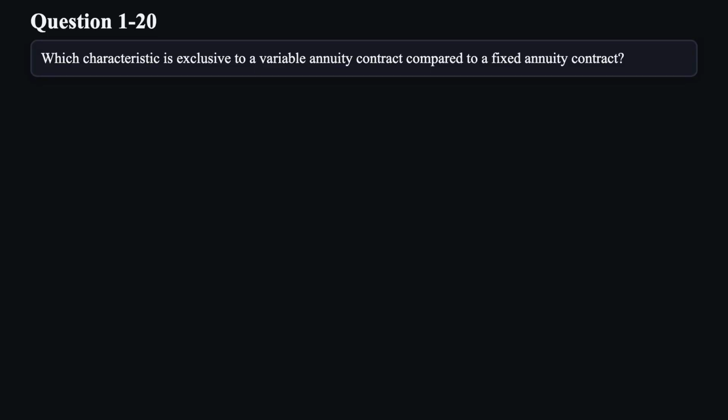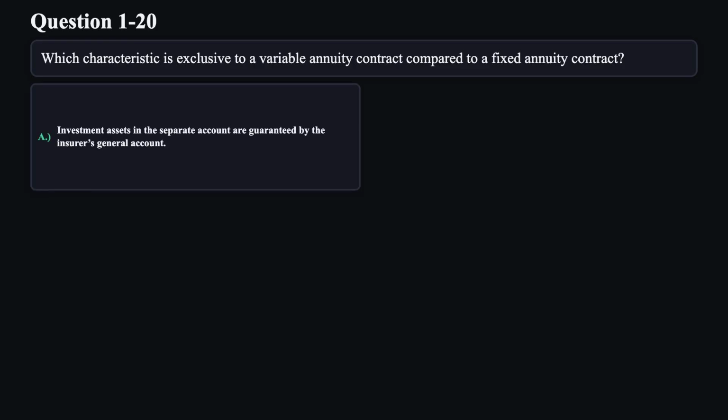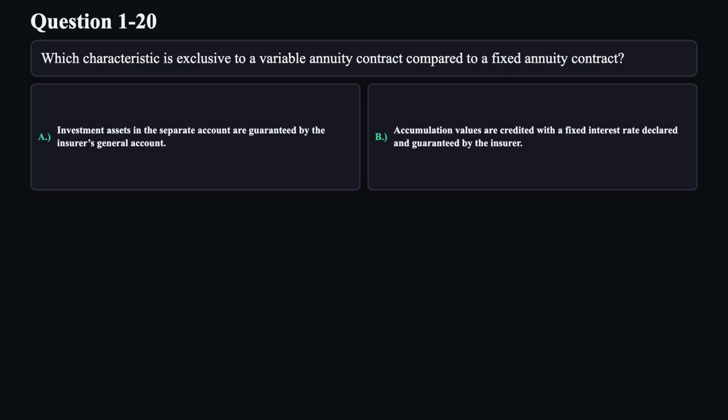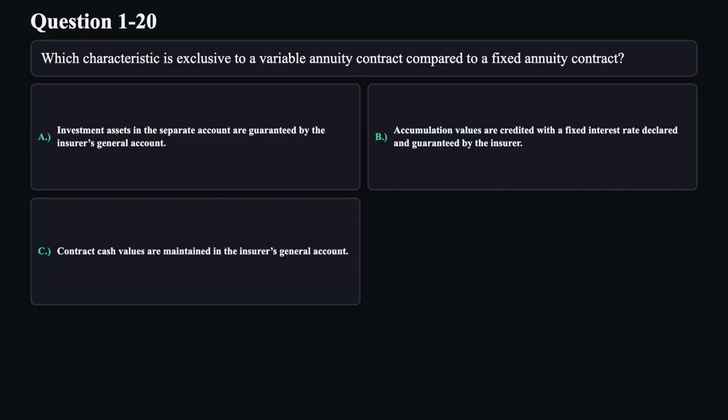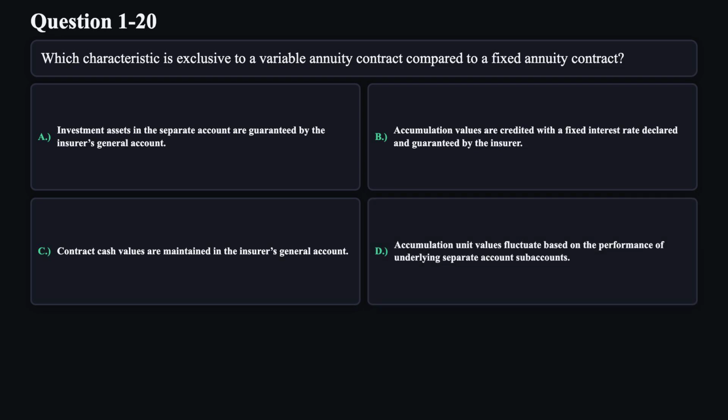Question 20. Which characteristic is exclusive to a variable annuity contract compared to a fixed annuity contract? A. Investment assets in the separate account are guaranteed by the insurer's general account. B. Accumulation values are credited with a fixed interest rate declared and guaranteed by the insurer. C. Contract cash values are maintained in the insurer's general account. D. Accumulation unit values fluctuate based on the performance of underlying separate account subaccounts.